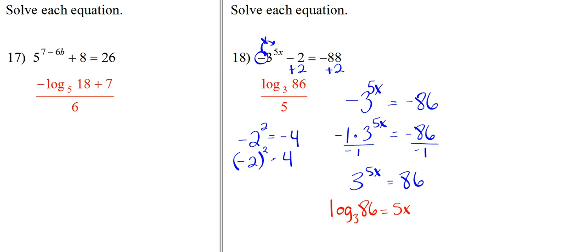So really, before you do anything else, focus on what the definition of a log means. What is this log saying? It's saying 3 to some power is 86. So if you didn't have the right side of this equal sign at all, it would still be asking the same question: what power do I raise 3 to get 86? And the answer is the 5x power. And then from there we need to divide by 5, and you get x equals log base 3 of 86 divided by 5.